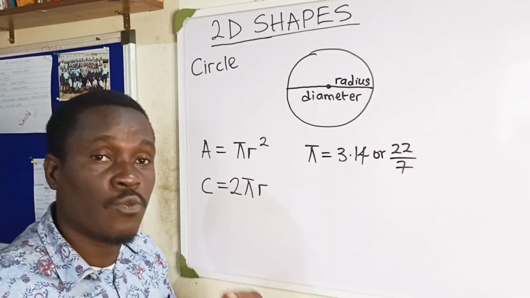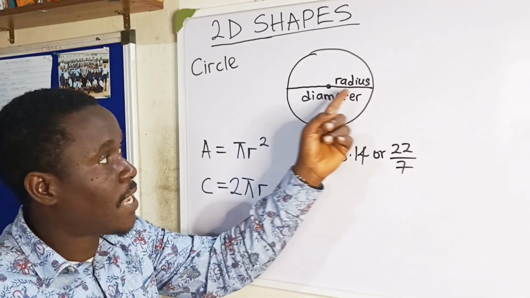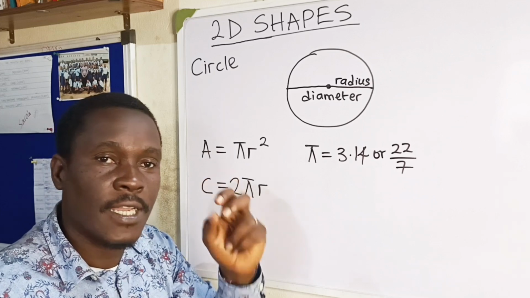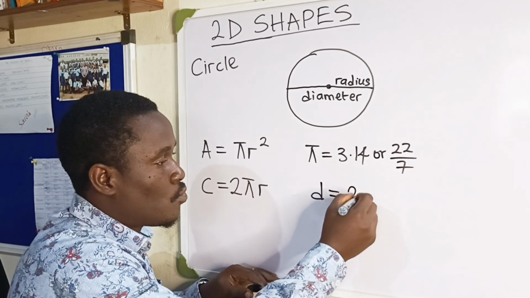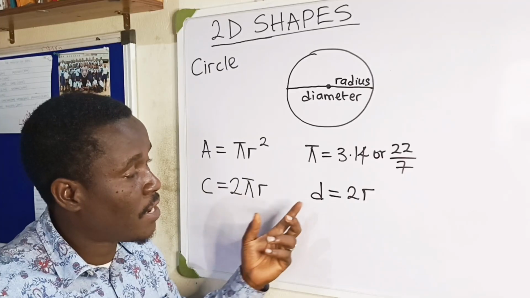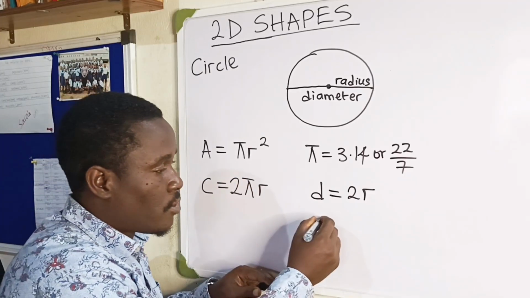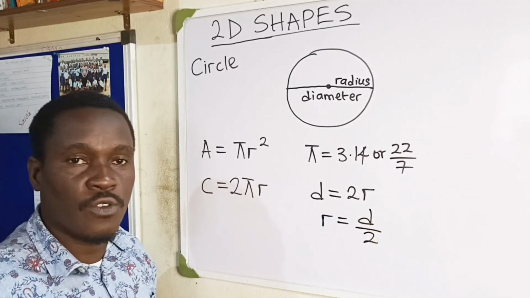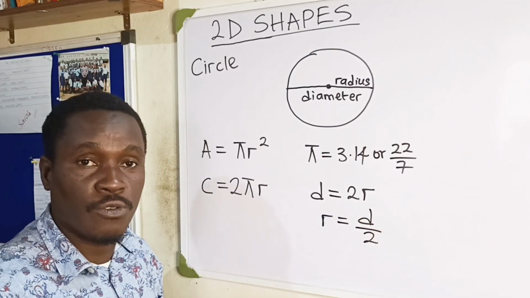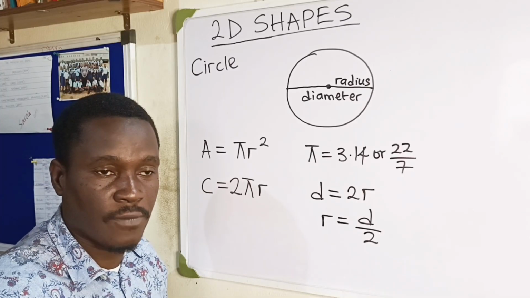There are some situations where you might not be given the radius. But we know from this diagram that 1 diameter is equal to 2 radius. So diameter is equal to 2 radius. You might have a situation where you are given the diameter, but you need the radius in the formula. So the radius will be equal to diameter divided by 2. So if you know the diameter, all you need to do is divide the diameter by 2 to get the value of the radius. Okay?